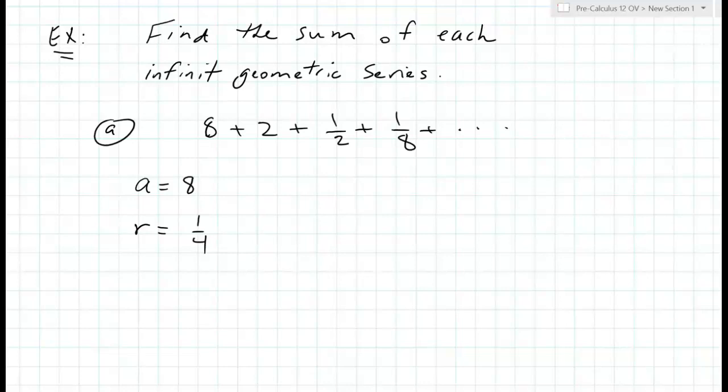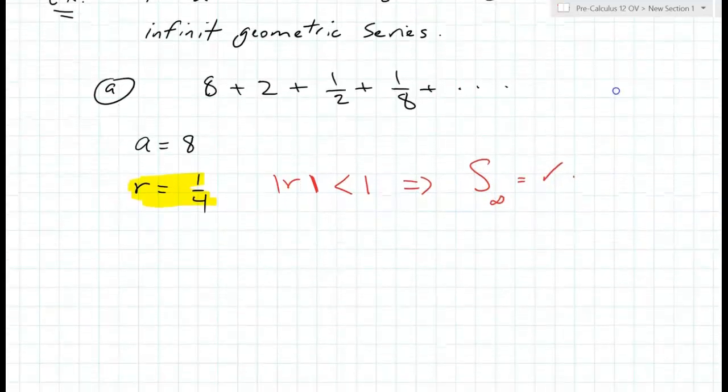Let's look at A. A is 8. But the part that you have to really pay attention to is the common ratio R. In this case, you want to double check. So the absolute value of R is a quarter. That means it is less than 1. That means you will have a sum. The infinite geometric series will have a sum.